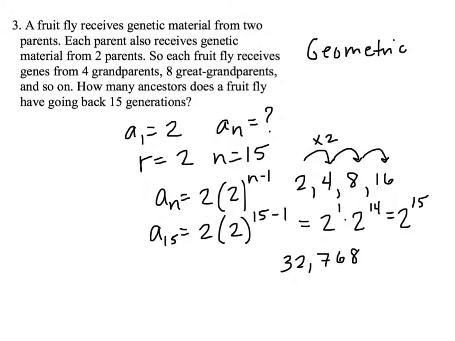So the question is now, that's the number of ancestors at generation 15. If we're going back 15 generations, I believe what we are now doing is finding the sum of the series, where you'd have n over 2 times the first term plus the 15th term. So this is going to be very large, this number of ancestors here.